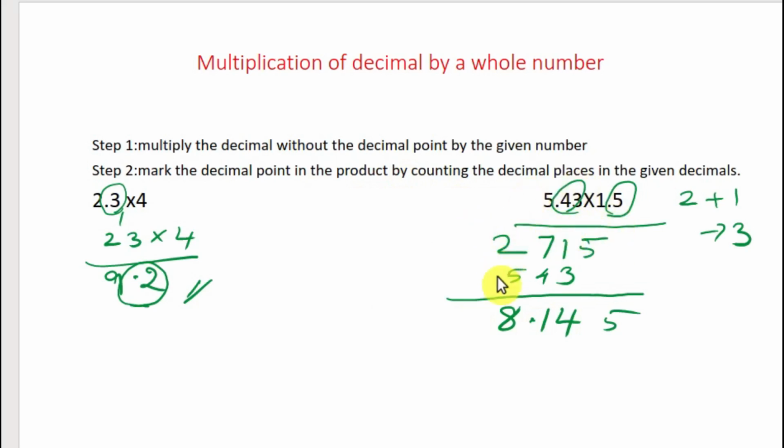Simply we have to multiply. After multiplying, we have to count how many decimal places are there. After counting the decimal places, total 3.